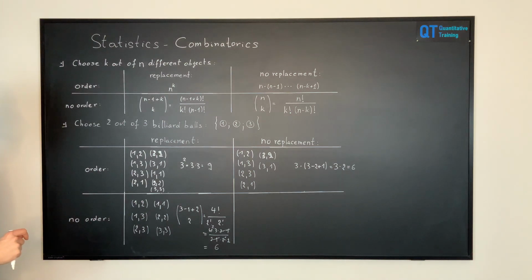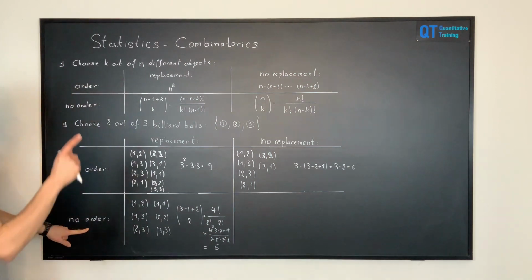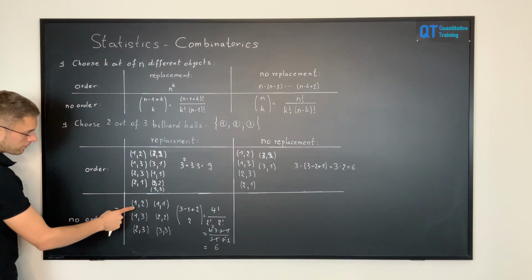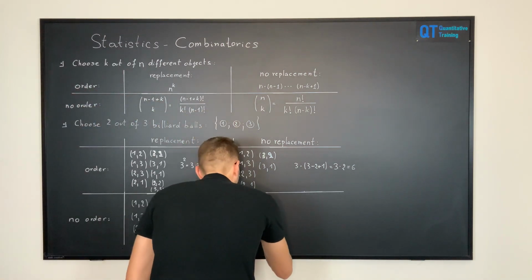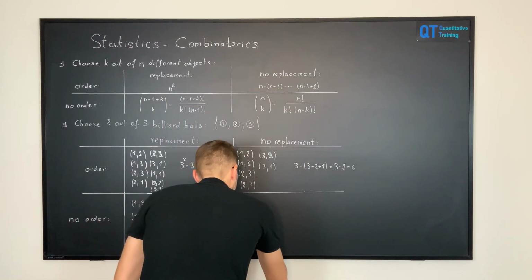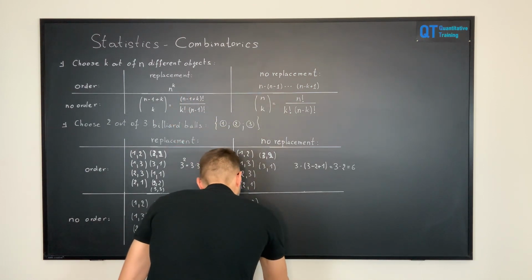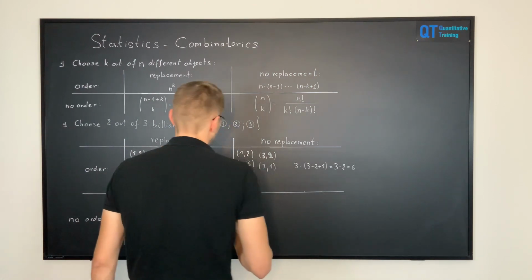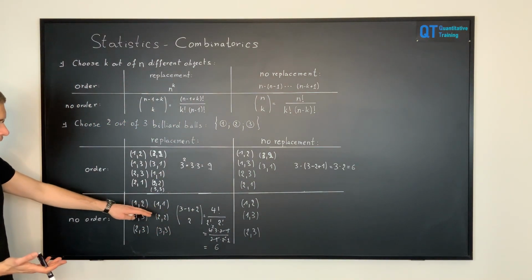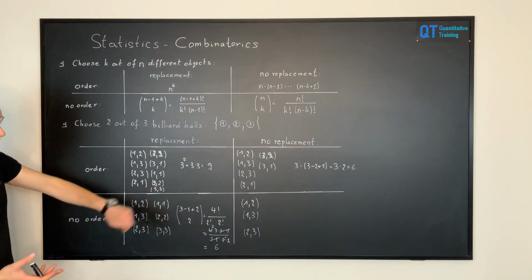analysis, and then we have the last binomial coefficient, and this time we have no order and no replacement. So order doesn't matter. So basically we have this one here, 1, 2. We have 1, 3. We have 2, 3. And as we have no replacement, we cannot have elements like 1, 1, because 1, once it is chosen, cannot be chosen a second time. So that means basically we have only 3 elements.